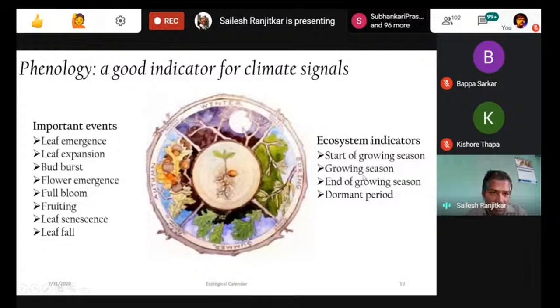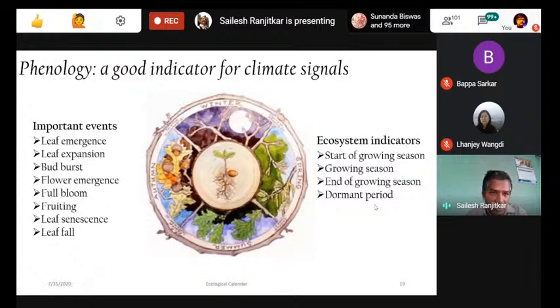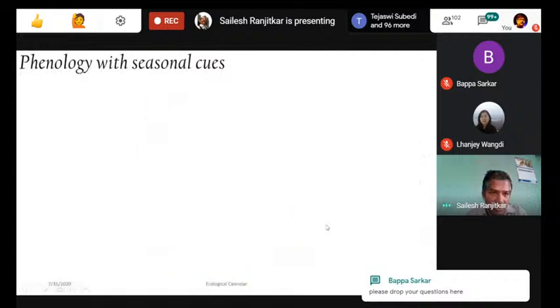Similarly, it can also tell us about ecosystem indicators such as the start of the growing season, end of the growing season, even the growing period and the dormant period. These are very important indicators that tell us how these seasons and events match, or how they are changing with changing climatic conditions.